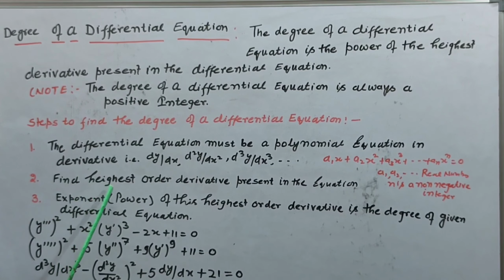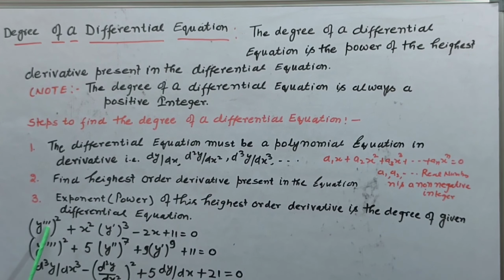Then second step, we will find the highest order derivative, and then third, we will find the power of this highest order derivative, and this power will be the degree of the differential equation. For example, here y triple dash whole square plus x square y dash cube minus 2x plus 11 equal to 0. So clearly this is a polynomial equation. First step is completed.